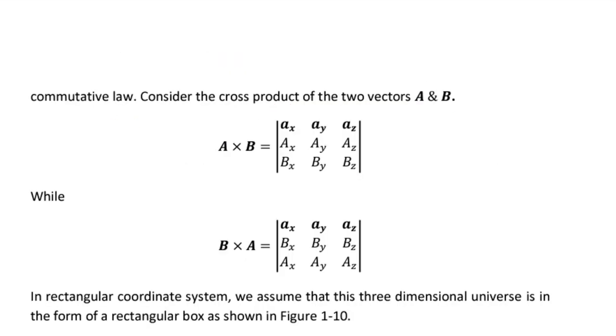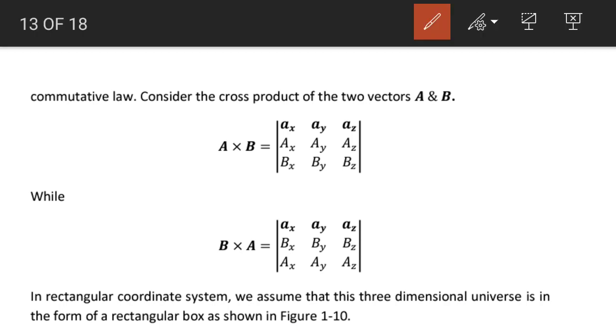We talk about the vector product. We know that the vector product results in a vector quantity. It does not obey commutative law. And we consider two vectors A and B, and these two vectors are three-dimensional vectors and they are in the rectangular coordinate system. So in order to find out the resultant of this cross product A cross B, we go for this determinant.